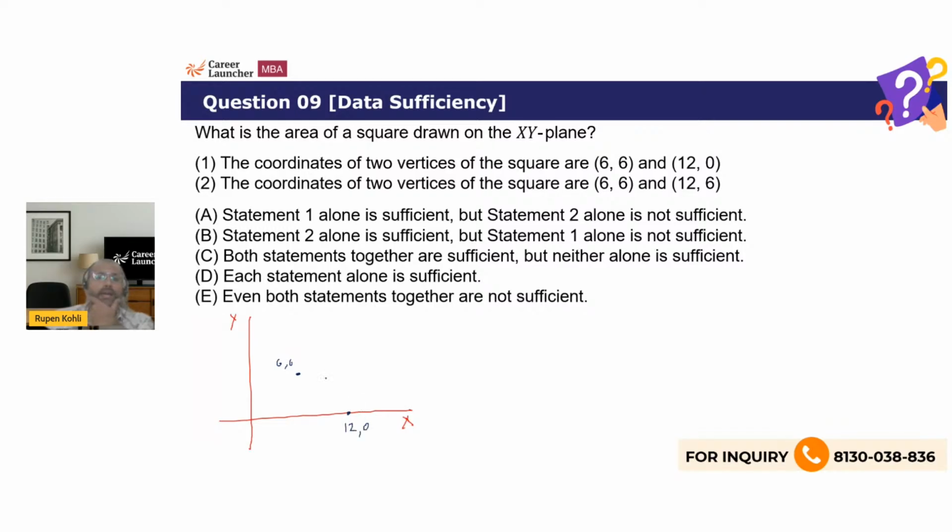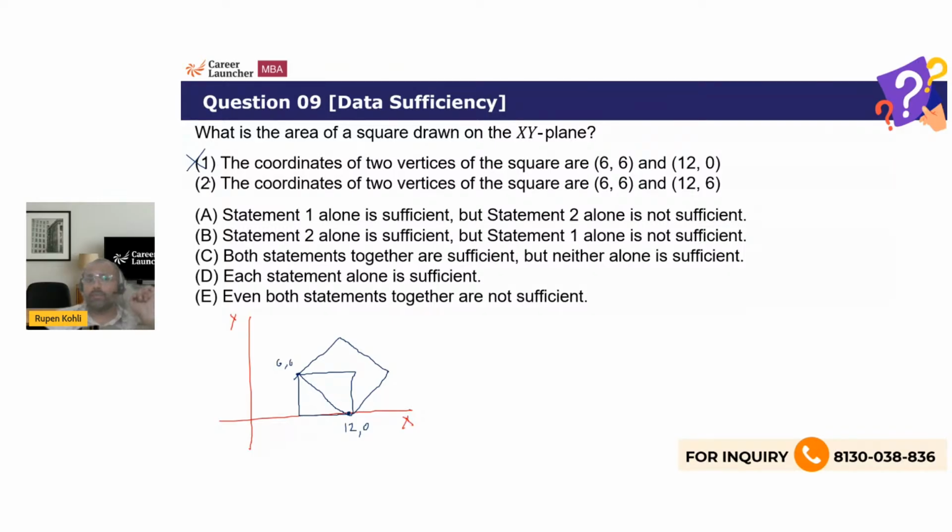Why? Because these two vertices, I don't know whether they are the consecutive vertices or the opposite vertices of the square. You've given me two vertices, but which one? So the square could be oriented in different ways. It could be like this, or it could be like this, with this being the side, and then the square would go something like that. And in both the cases, the area of the square will be different because the side length obviously will be different. So we can't determine the area of the square with the first statement.